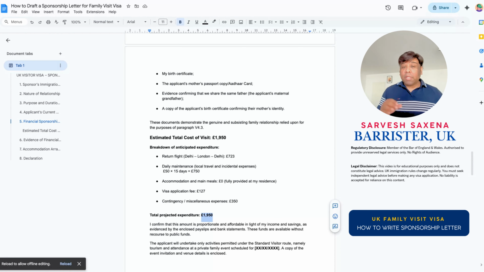But for this trip, they will ask you, is there somebody who's paying for your trip? Answer yes. And then you write the name of the sponsor, their status. You have to mention like that. Now, I confirm that this amount is proportionate, like I repeated.